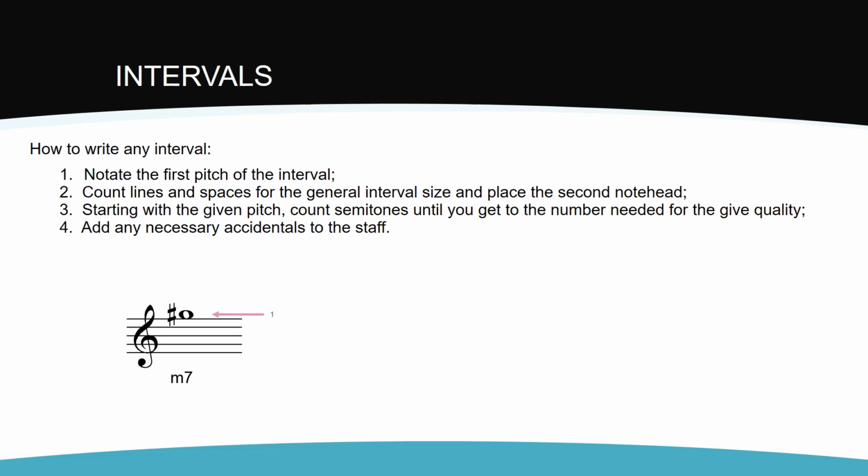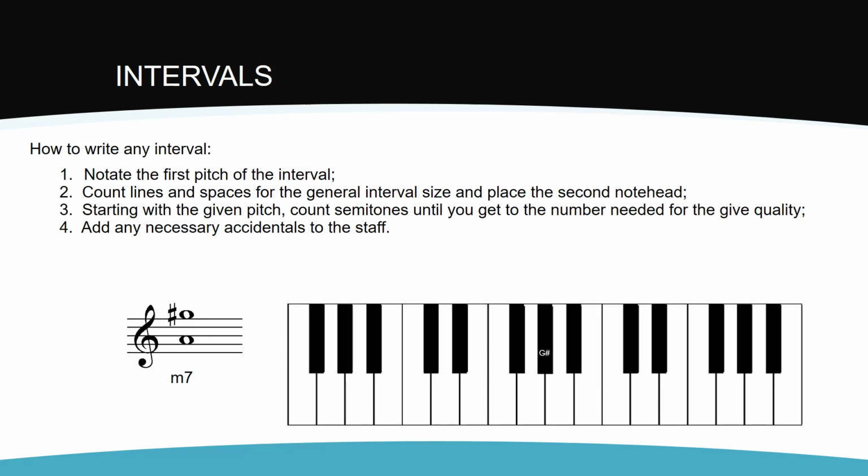1, 2, 3, 4, 5, 6, 7. That places us on some kind of A. Step 3. Using a keyboard and starting from the given pitch, count semitones until you get to the number that you need for the required interval. In this case, we need 10 semitones. 1, 2, 3, 4, 5, 6, 7, 8, 9, 10. That places us on a black note on the keyboard.